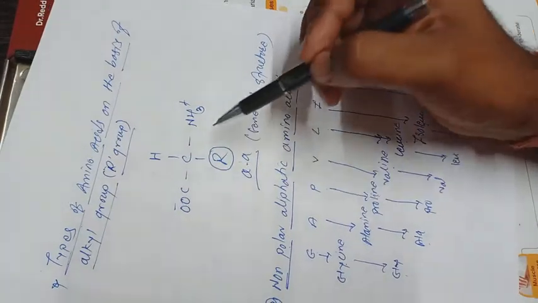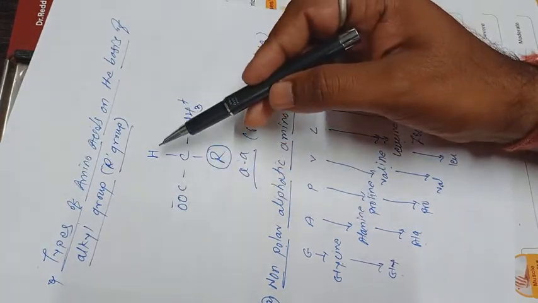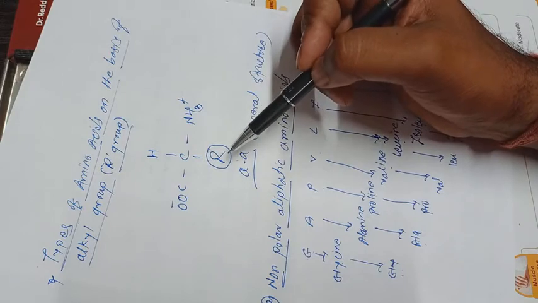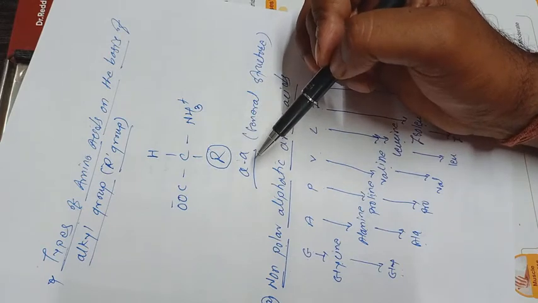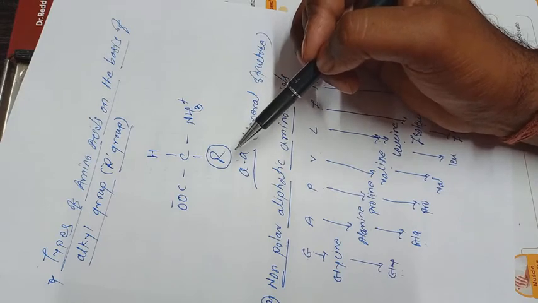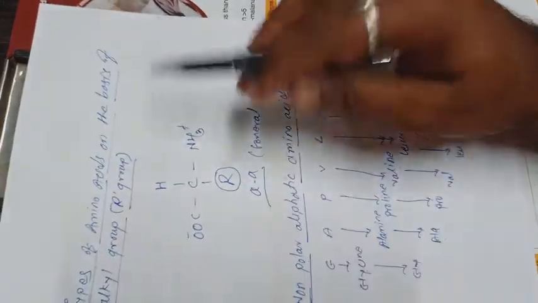This amino acid consists of one end that is the amino terminal, one end is the carboxylic terminal, and at one end it is only a hydrogen atom. The only change is in the R group. So all amino acids are basically the same, but only the alkyl group changes. So specific amino acids are classified on the basis of R group.